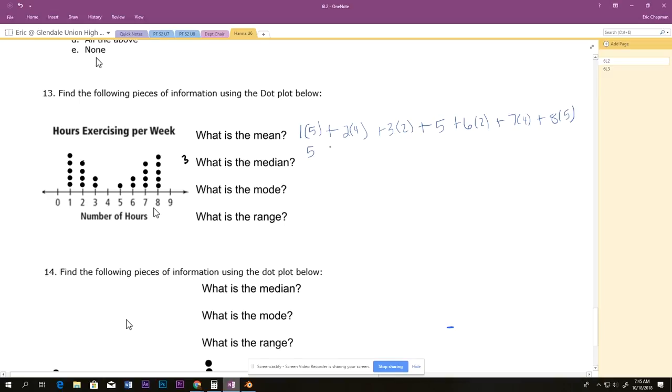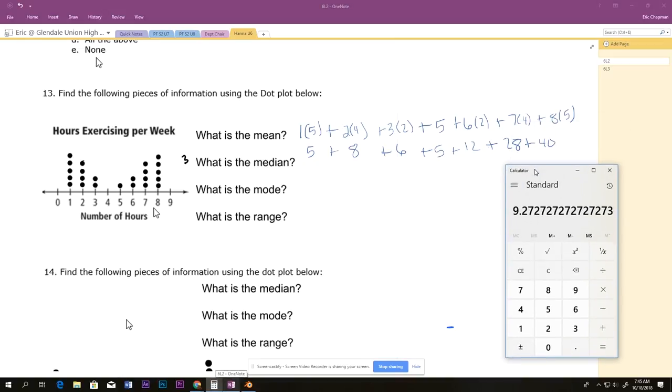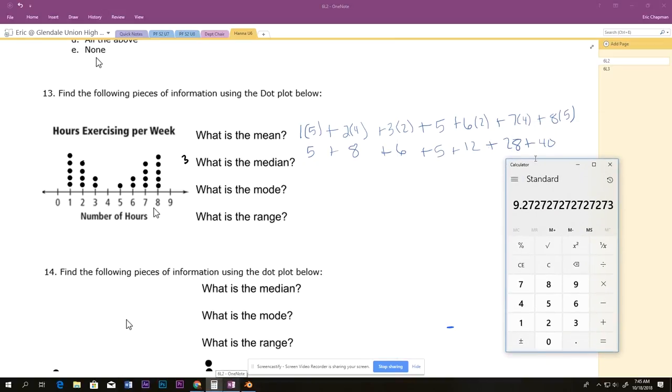Just multiplying that out, we get 5, 8, 6, 5, and then 12, and then 28, and then 40. So we're going to add all of that together, and then we're going to divide by the number of numbers there are. So 5 plus 8 plus 6 plus 5 plus 12 plus 28 plus 40 is 104.